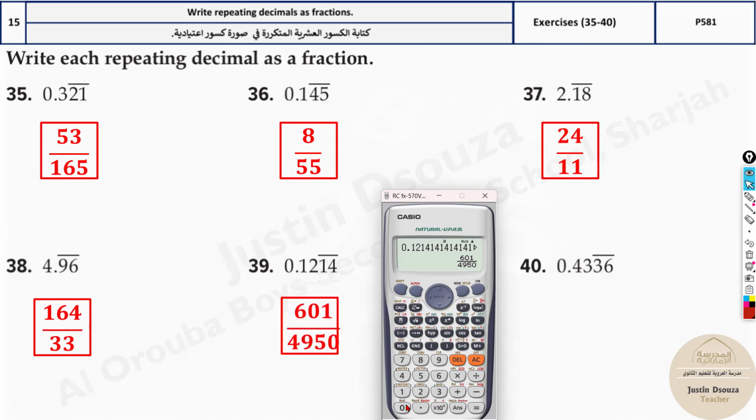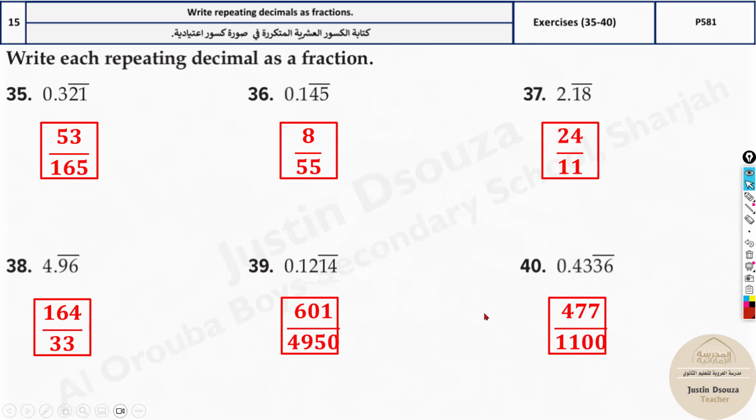And lastly over here, 0.4336. So it's 336 and only 36 has been repeated. And that would be the answer of 477 divided by 1100. So that's how easily you can solve all these problems.